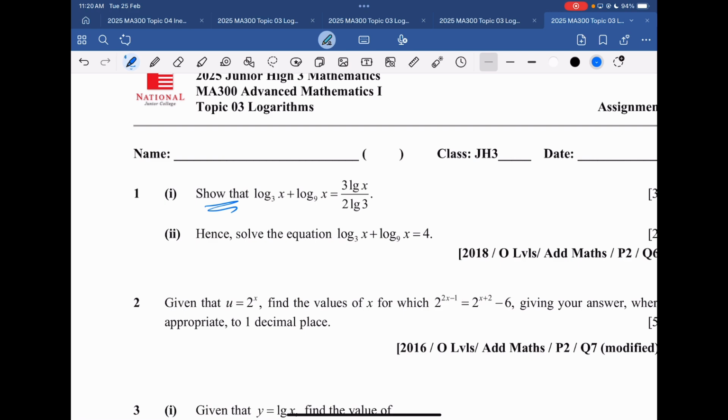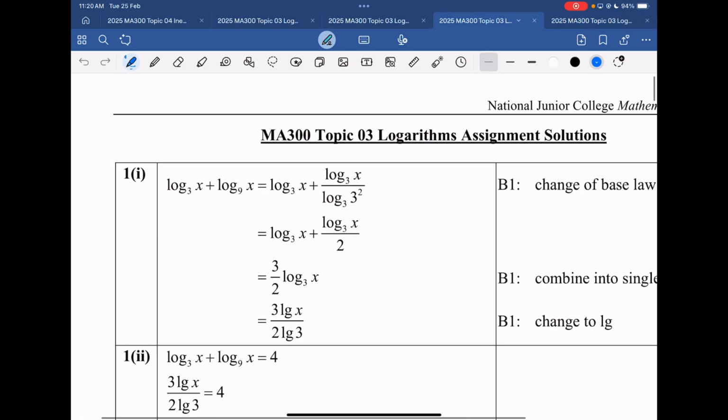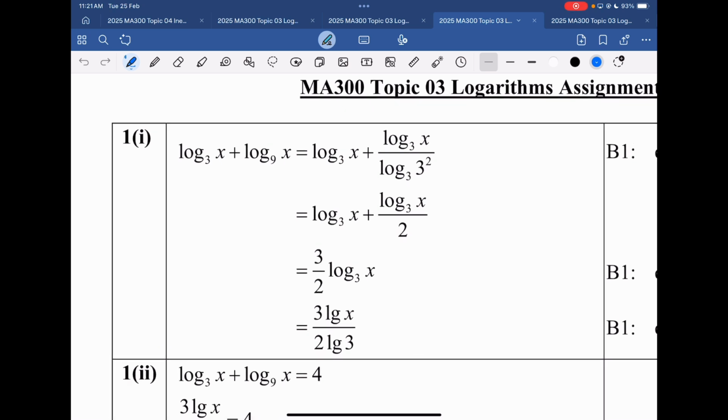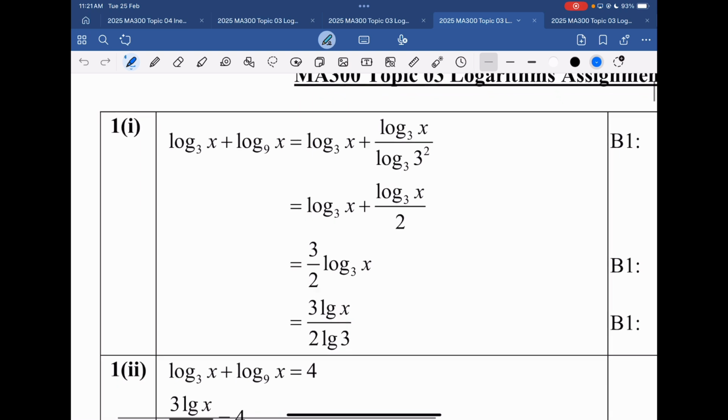So let me tell you how the other teachers mark, because I may not be the one marking. When the teachers look for a show question, listen carefully, they need to see elaborate use of the laws of logarithm. They need to see elaborate use of the laws of logarithm. So if you do it like this, it's wrong. It's actually wrong.